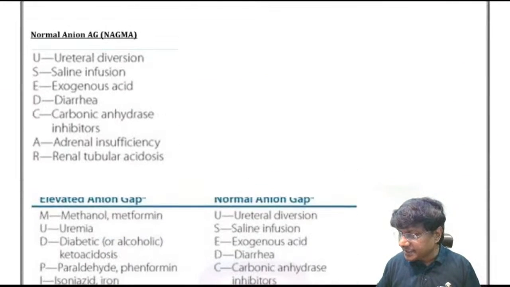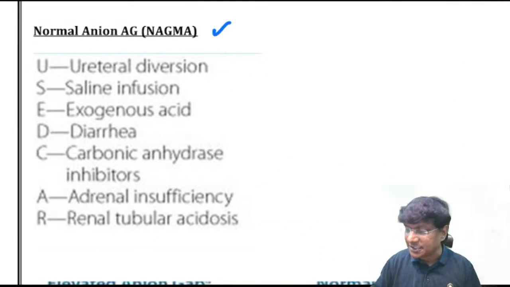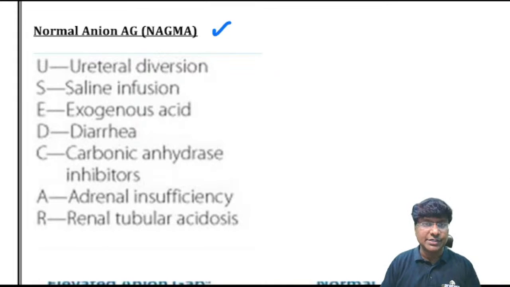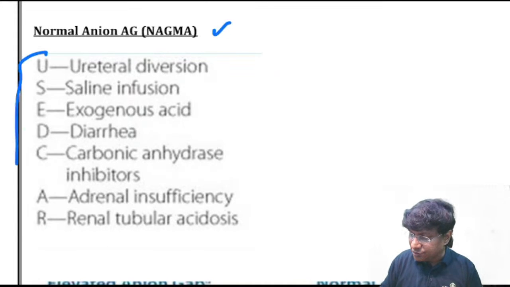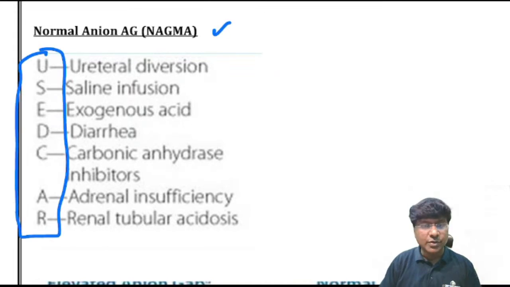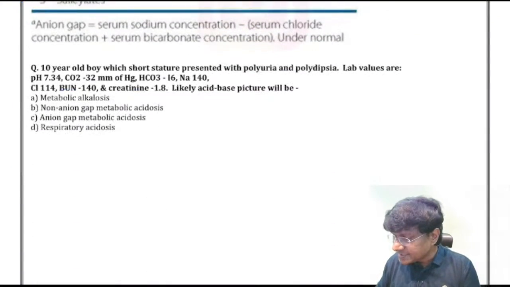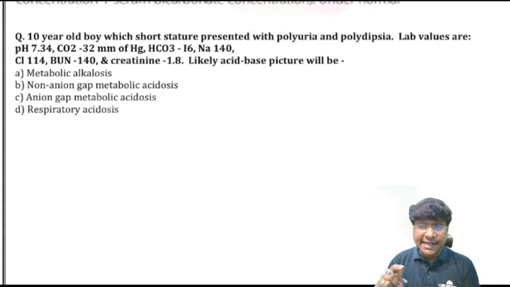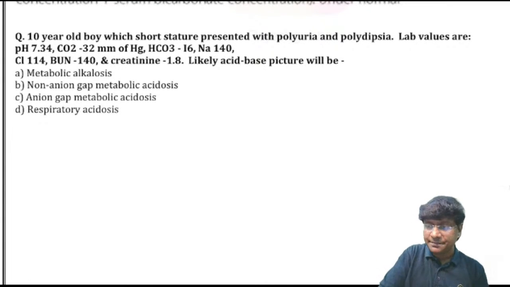Then what are the conditions which will cause NAGMA, that is normal anion gap metabolic acidosis? The mnemonic for that is USED CARS. You can go through all the events which will cause normal anion gap metabolic acidosis. Having said that, let us take up some questions related to the anion gap as well as the corrected anion gap.